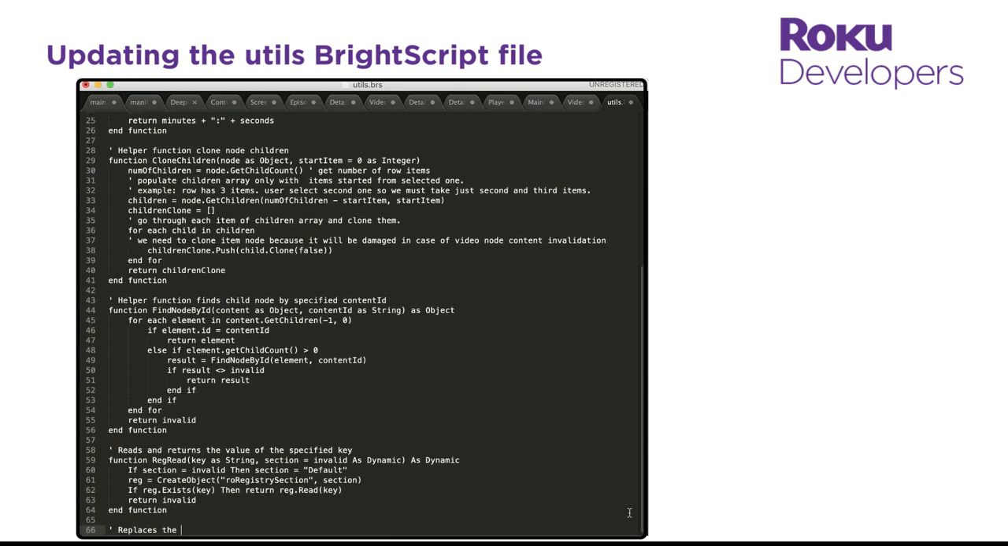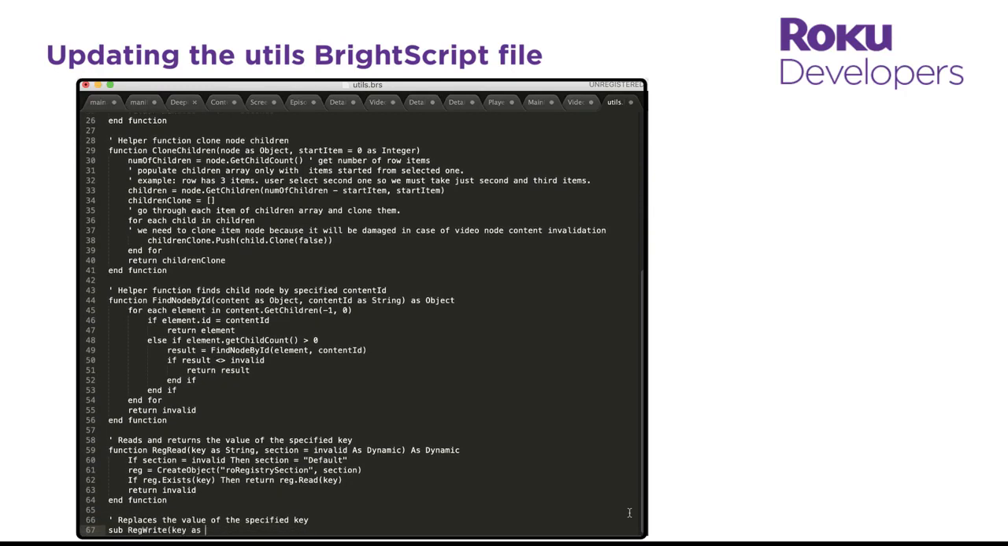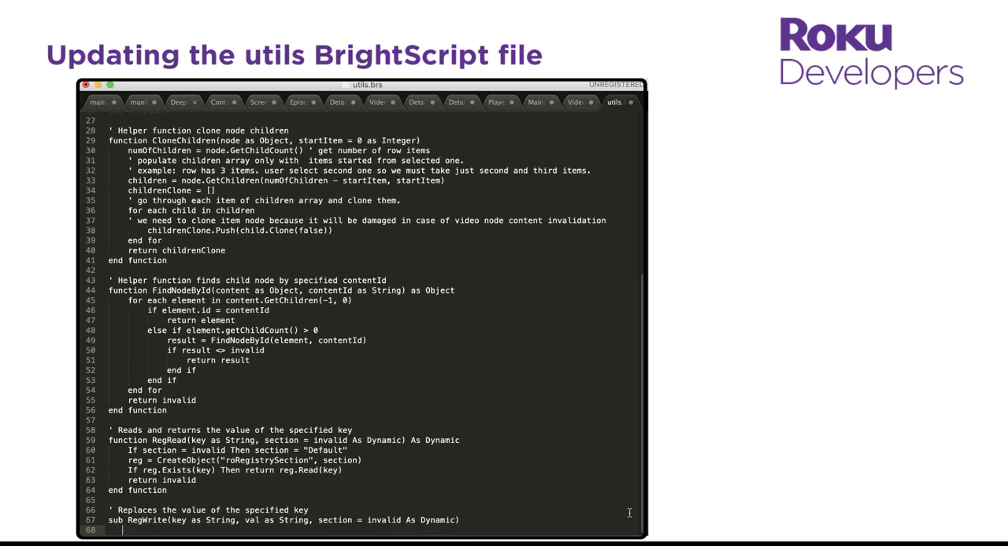Next, let's create the regWrite method, which is used to save the user's playback position for a video in the device registry. It takes the name of the key and the value to be saved, and the registry section in which to store them, which is set to invalid by default.